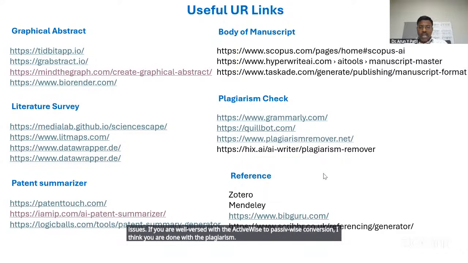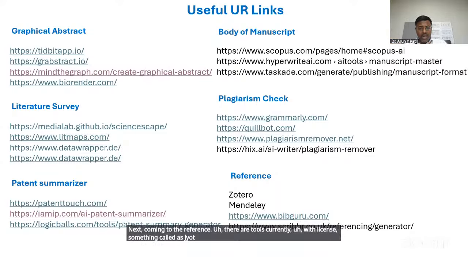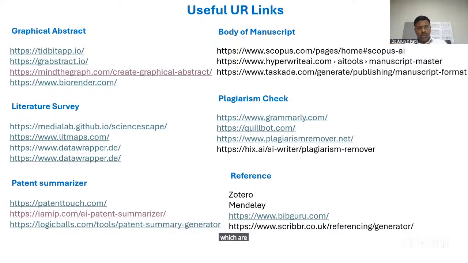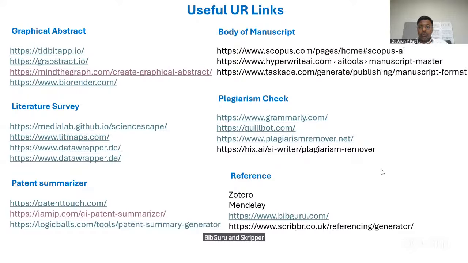Next, coming to the references, there are tools currently with license, called Zotero and Mendeley, which are predominantly used. Other than that, there are also some tools called BibGuru and Scripper. These two are freely available tools online. You can use them.